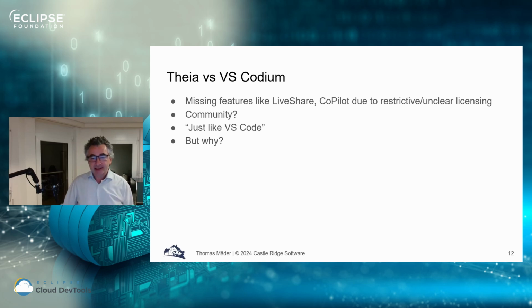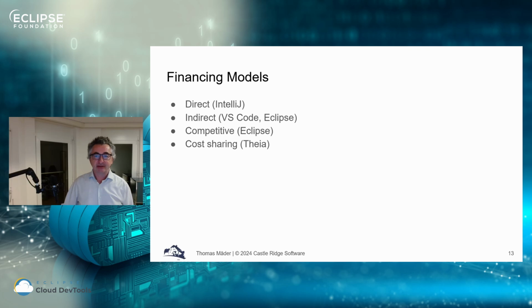Now let me quickly do an excursion into financing models, because some friend was asking me how we actually get financing for doing Eclipse Theia. And there are a couple of different ways you can finance an IDE, right? The first one is a direct financing. IntelliJ does that. You give them money, they give you an IDE, and if you want updates, you give them more money. It's quid pro quo, very simple.